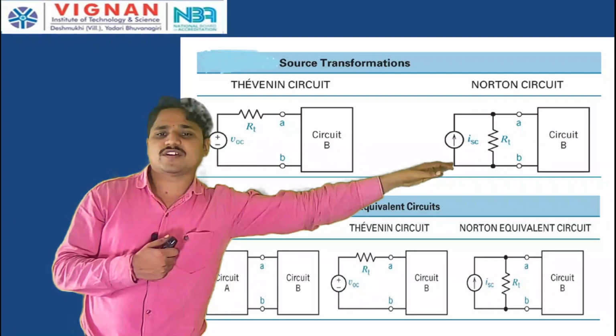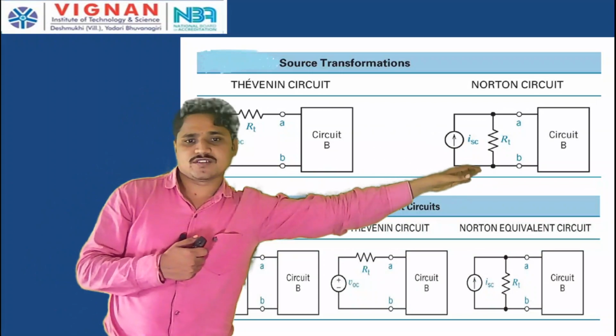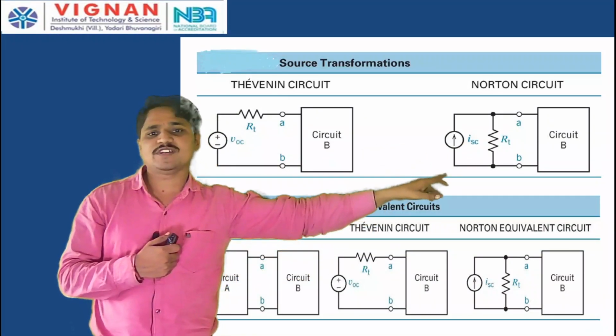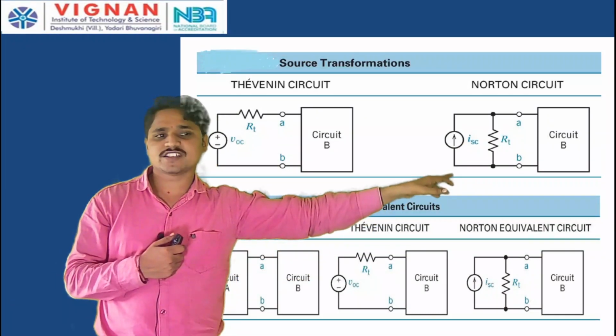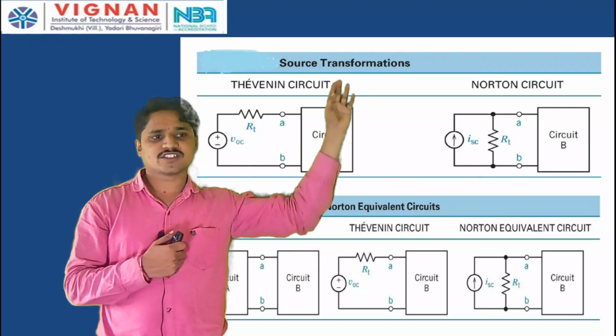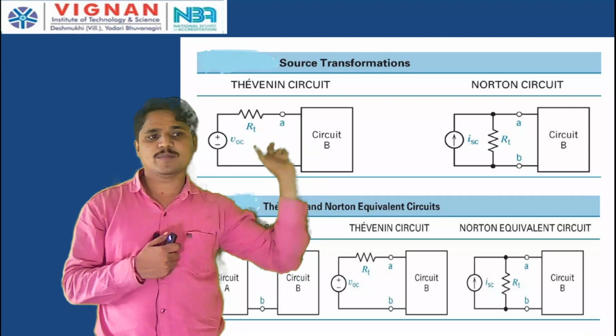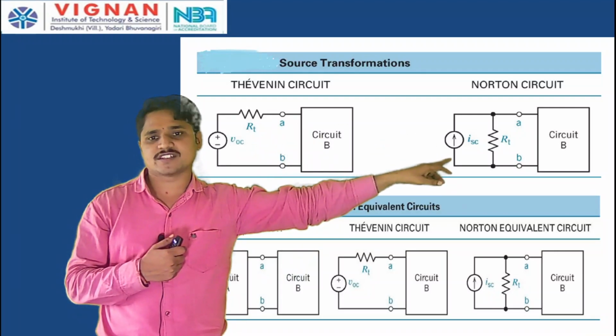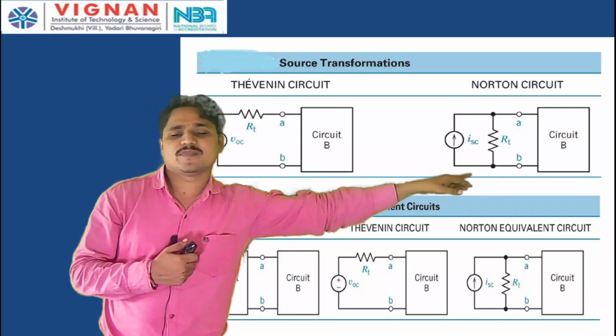Okay, this consists of a current source in parallel with the resistance. So, what is the value of this ISC? This ISC is nothing but this voltage divided by this resistance R1. So, V by R is the value of this ISC, where this R1 is the same.